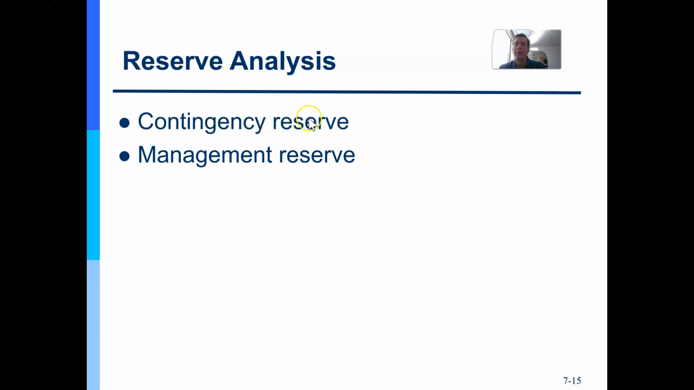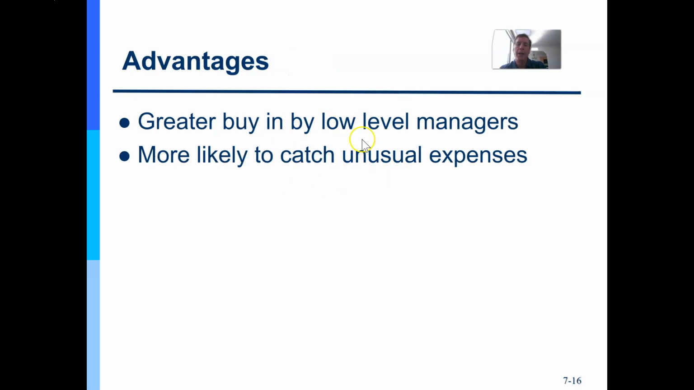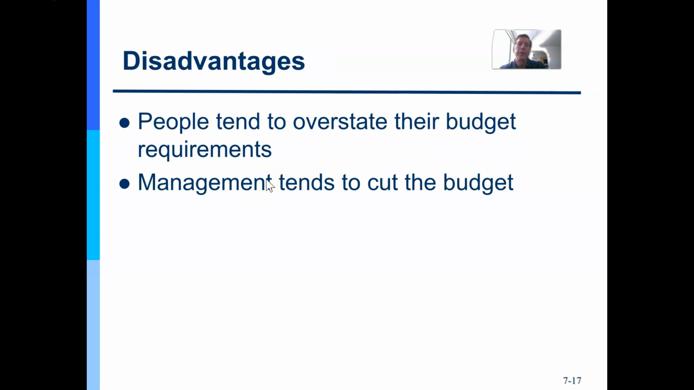So contingency reserve is about known unknowns, and you, the project manager, own those. And management reserves are for unknown unknowns along the way. And there are advantages to that and disadvantages, but I'm going to go with the advantages and say you want to do contingency reserves for your highest risks in the project.